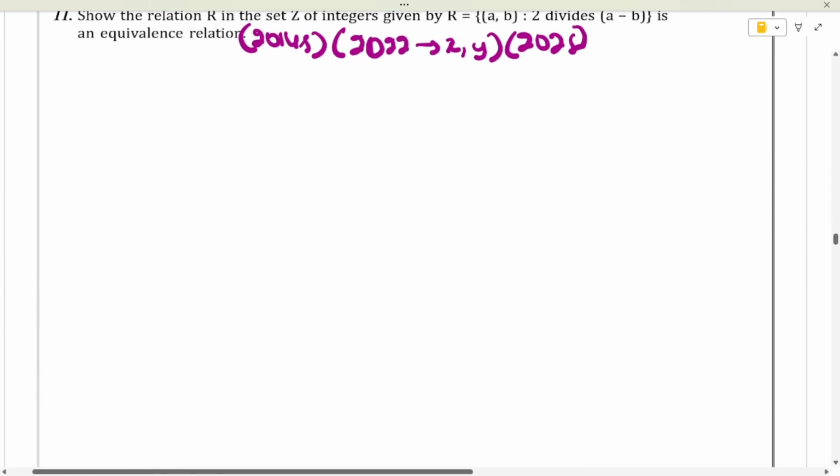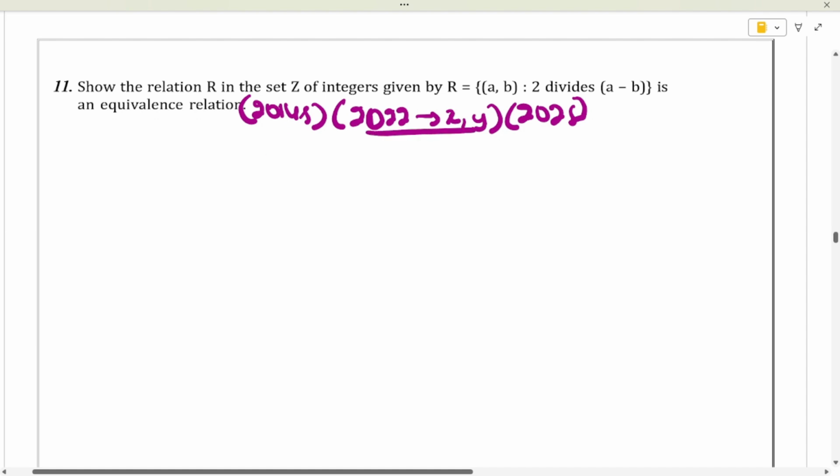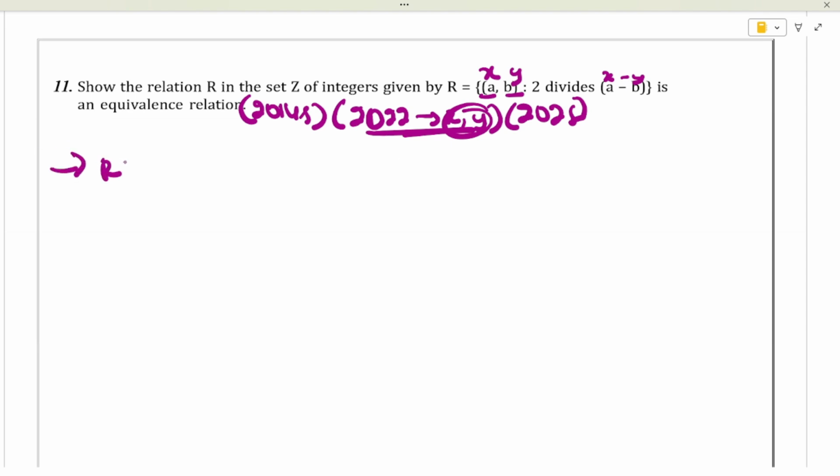Next is one of the important questions. See this, what I have written here: x, y are in the place of a and b, they have just changed as x and y. Here they have changed it as x minus y in the 2022 paper. Now let's solve it first for reflexive.